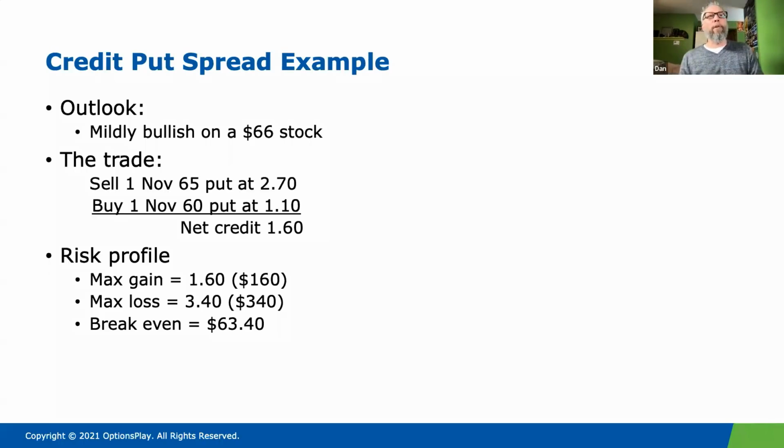So here's an example. Let's say I'm mildly bullish on a $66 stock, right? Or maybe I'm not bullish at all, but there's just really strong support at $65 a share, okay? The past 5 times it hit 65, it's bounced higher.